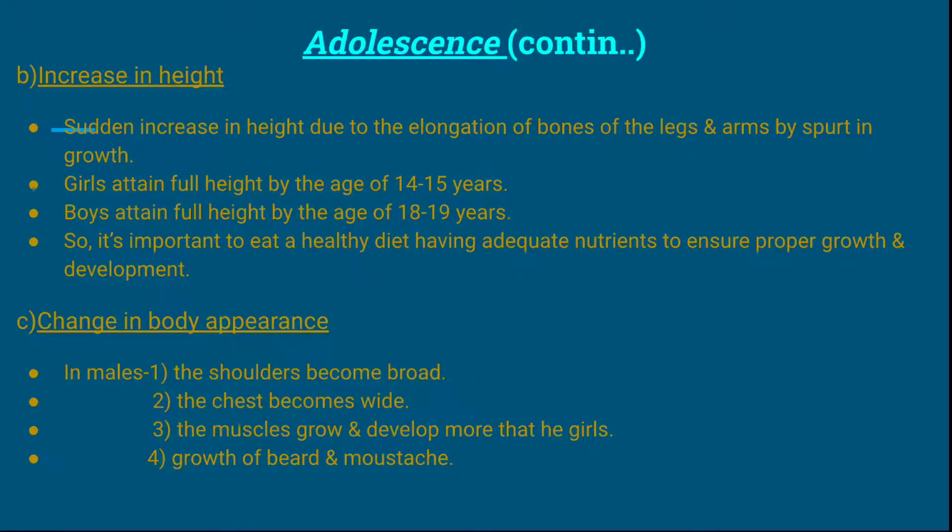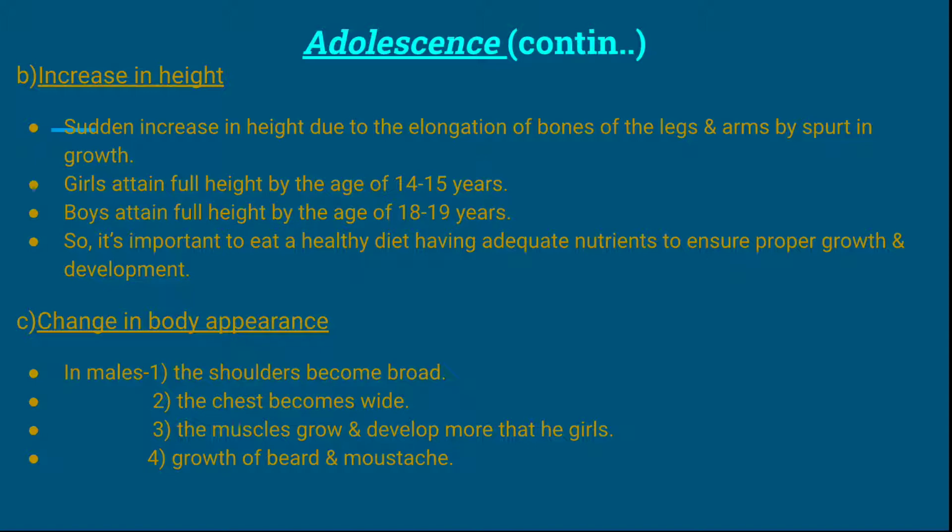Next is the increase in height which occurs during adolescence. There is a sudden increase in height due to the elongation of the bones of the legs and the arms. Okay, there's a spurt in the growth and the bones elongate in the legs and the arms, so there is an increase in height in this age.